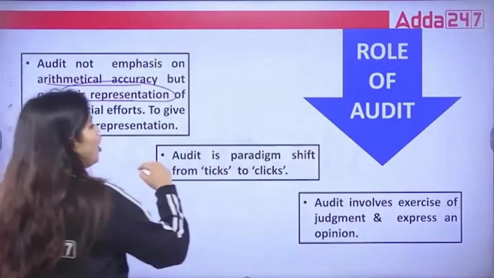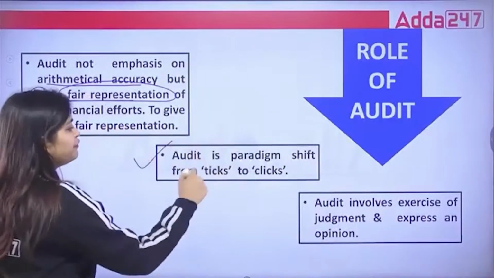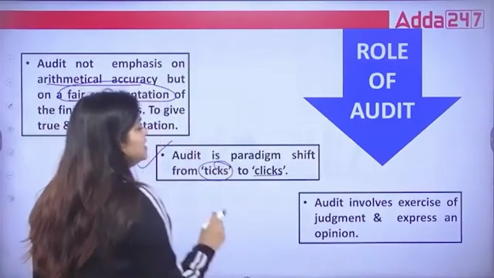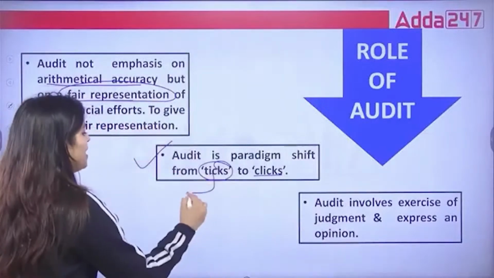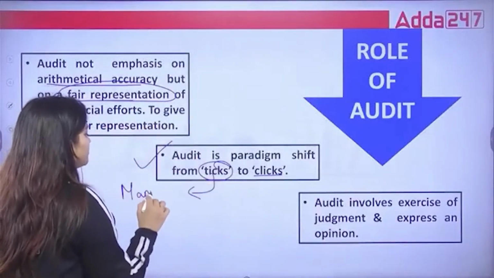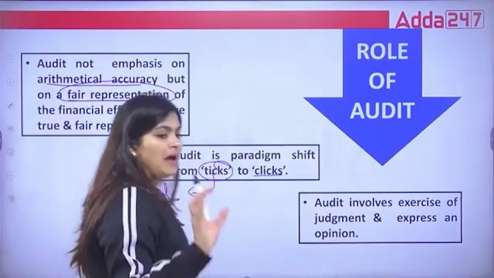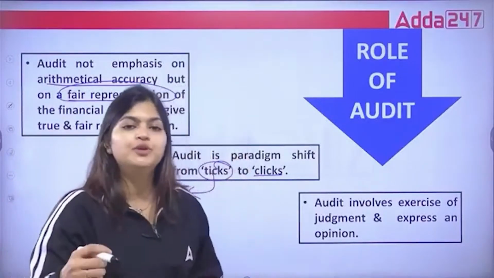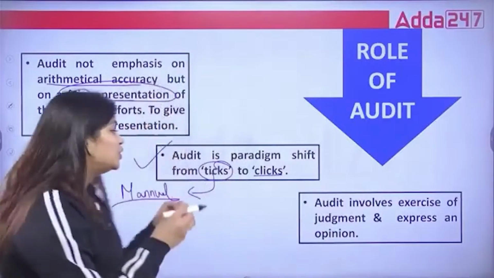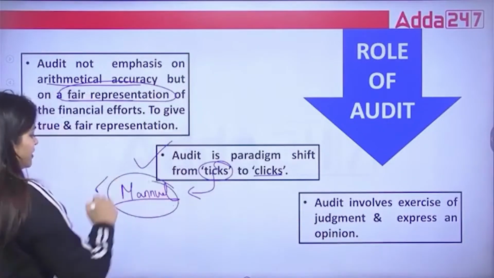Next, we have: audit is a paradigm shift from ticks to clicks. Ticks are when we used to do it manually. Yes, when in your bank you used to prepare manual books, manually you used to keep the registers. So at that time we used to do the tick.